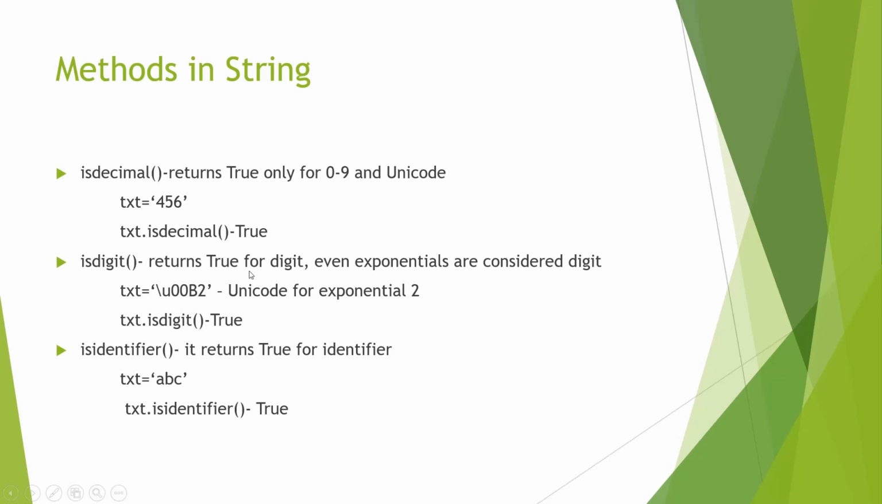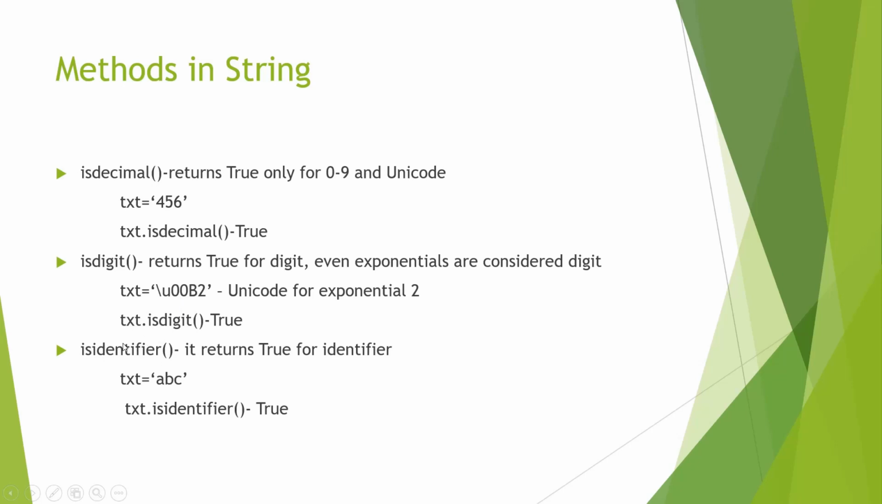Okay, and for the Unicode value, if we have the Unicode for the exponential 2, it gives us true, whereas isdecimal will give us false for the Unicode of exponential 2. Now this is how the Unicode looks like. It starts with backslash and then the letter u. Okay, now 00B2 here is a Unicode for the exponential 2. So isdigit will give us true for this value as well, whereas isdecimal will give us false for this value. Then we have isidentifier.